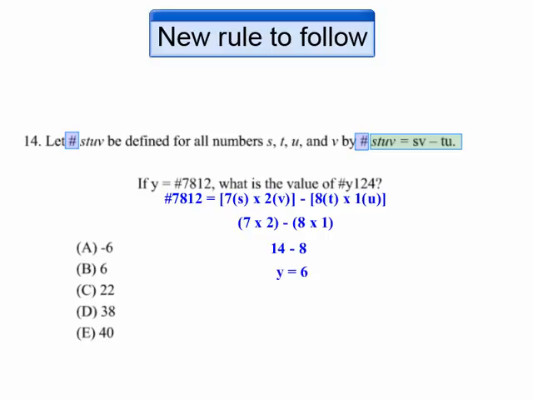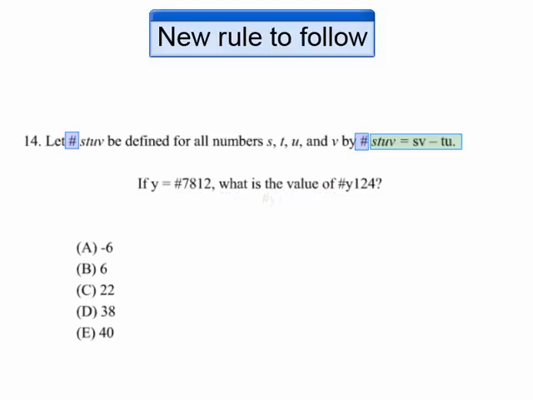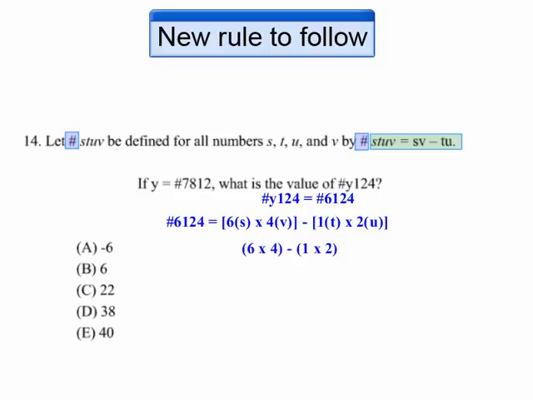Now we're going to substitute that 6 for Y, so pound Y124 equals pound 6124. Pound 6124 would be 6, in the S spot, times 4, in the V spot, minus 1, in the T spot, times 2, in the U spot. That becomes 6 times 4 minus 1 times 2, 24 minus 2 gives us 22. And that's our answer. Difficult problem, a lot of steps, but it's points.